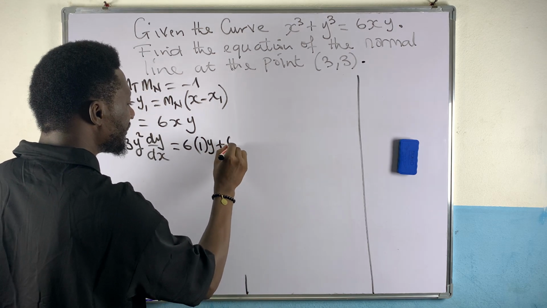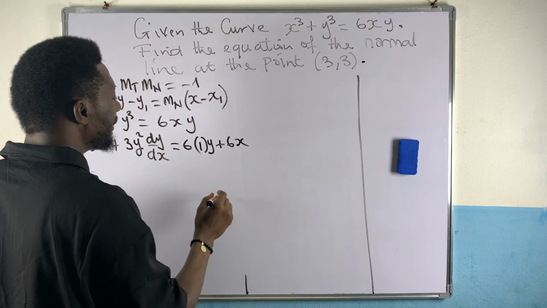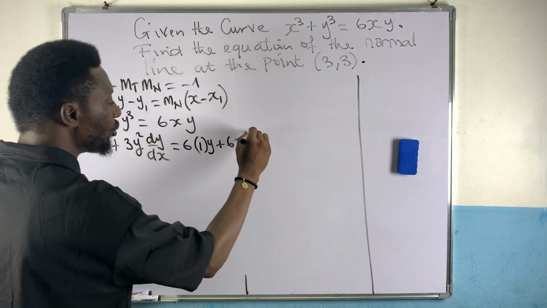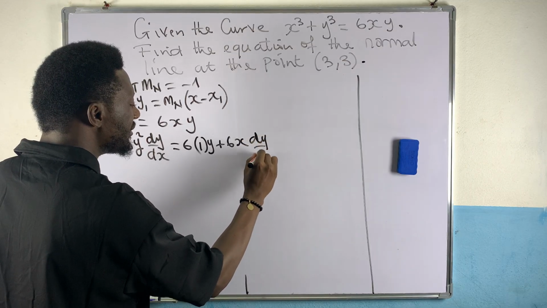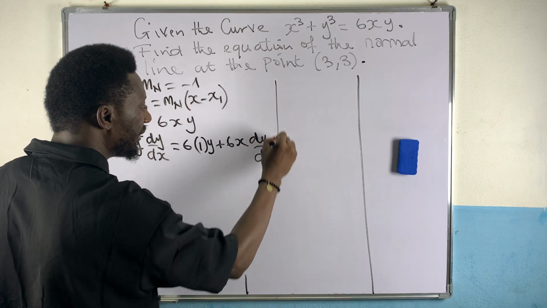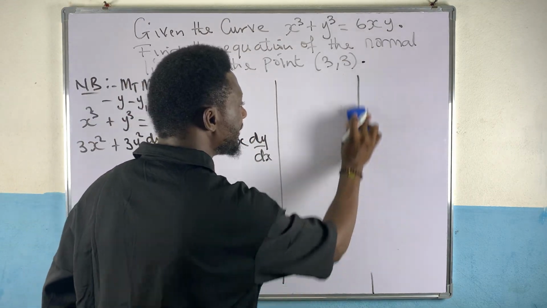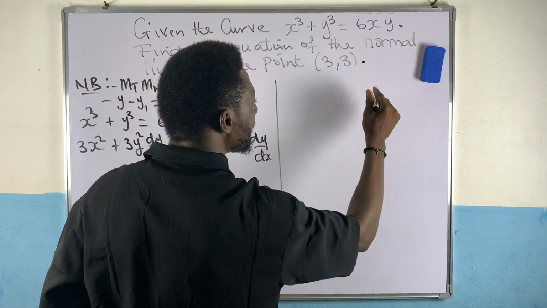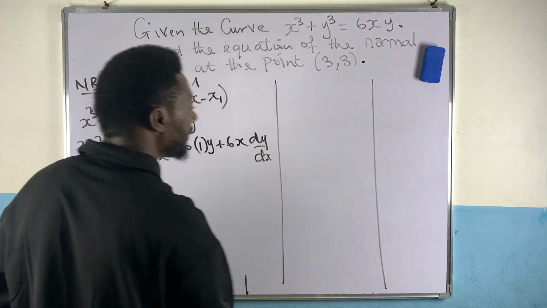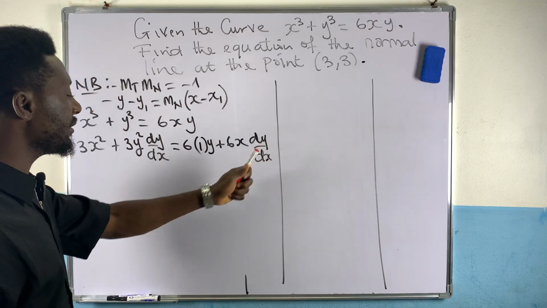plus 6x. The differential now of y is just dy on dx. So take note of that. The differential of y is dy on dx.